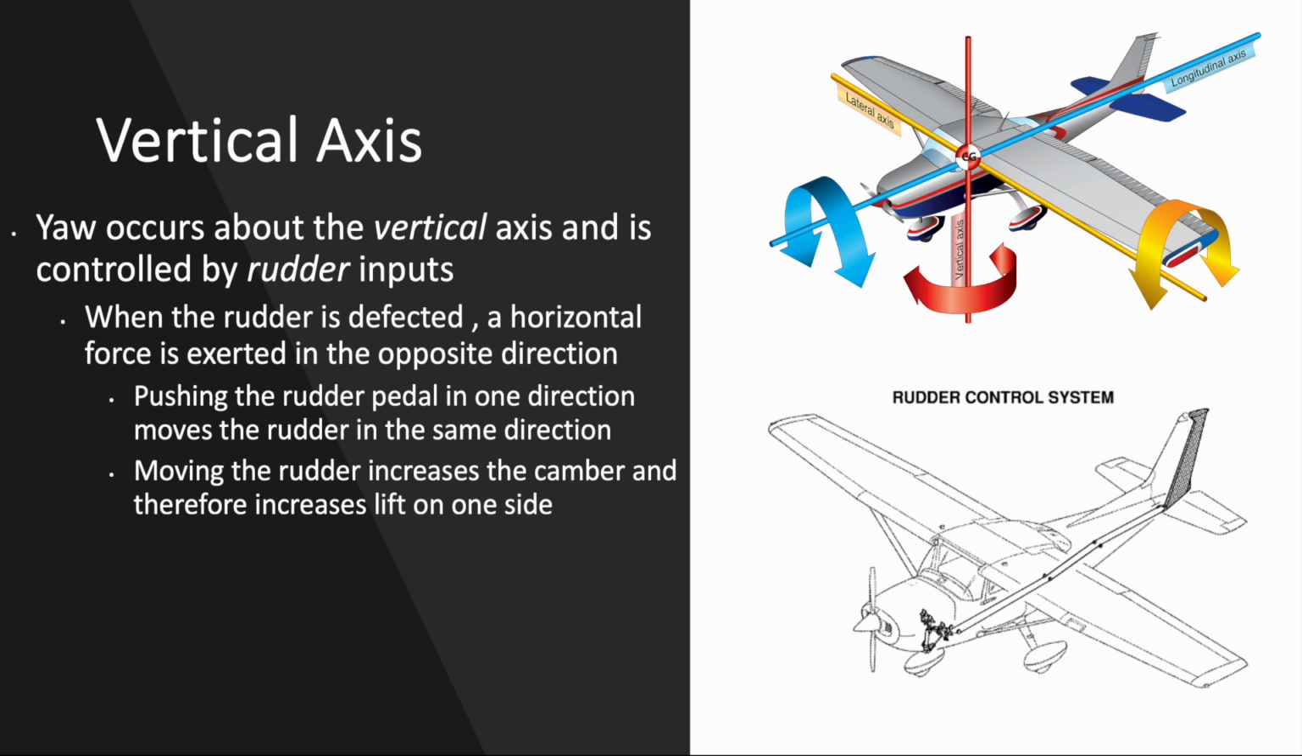Vertical axis, this one's pretty simple. This is going to be controlled with rudder input, which is this vertical surface right here on the tail. Those are controlled with your foot pedals. It's kind of a habit to break, as most people are used to driving with their feet, but now you can steer with your feet, especially on the ground.